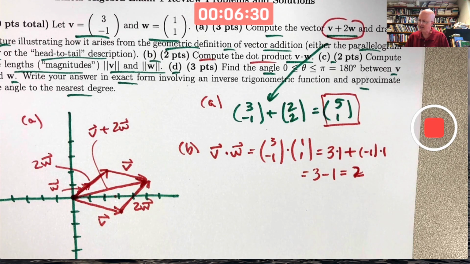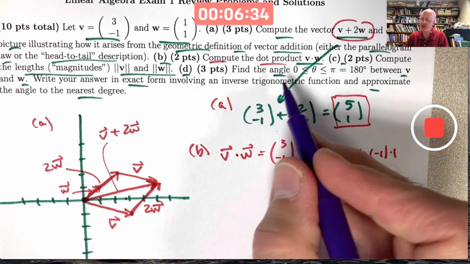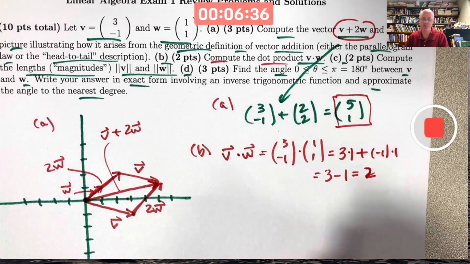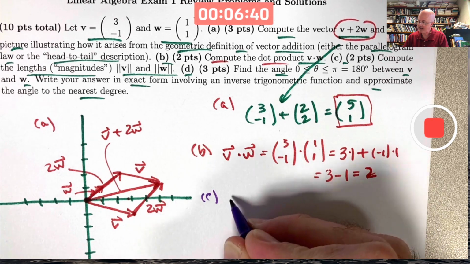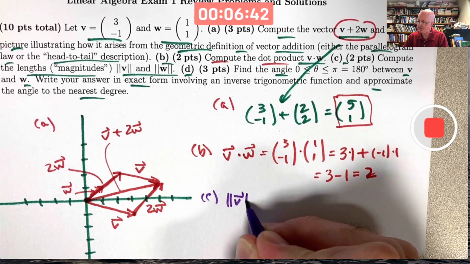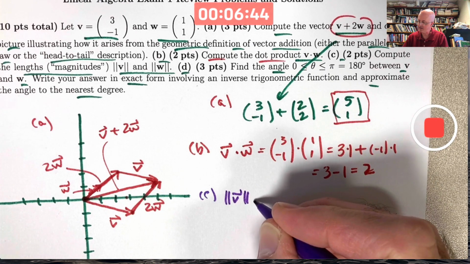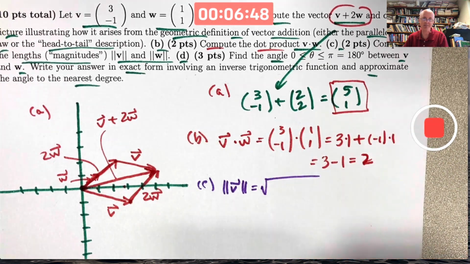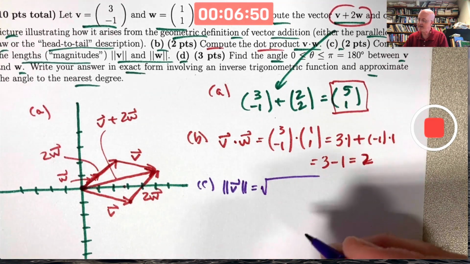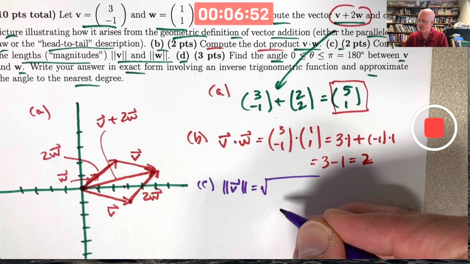What is the dot product good for? Well, one thing it's good for is finding magnitudes. Another thing it's good for is finding the angle. We'll do those things in parts C and D. Let's go ahead and do part C next. The magnitude of v is also related to dot product. I don't need the answer for B. I'll use that in part D, but we do need these magnitudes also for part D.